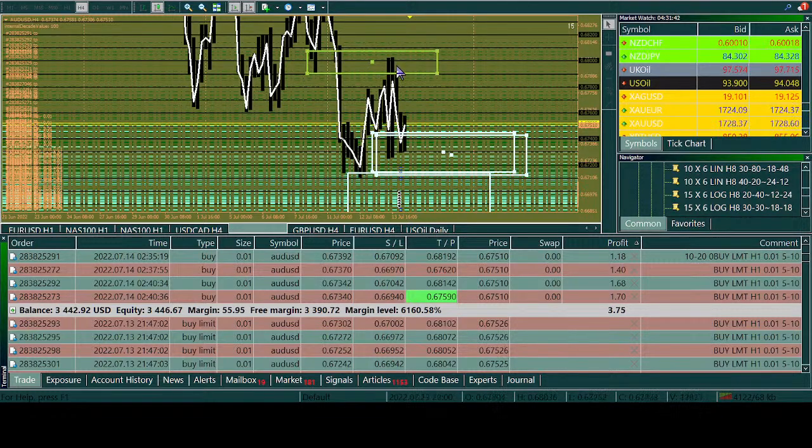Wonder how the young lady did with her trial there with the Apex FTMO, whatever they call those guys. Come and work for us at the prop firm.